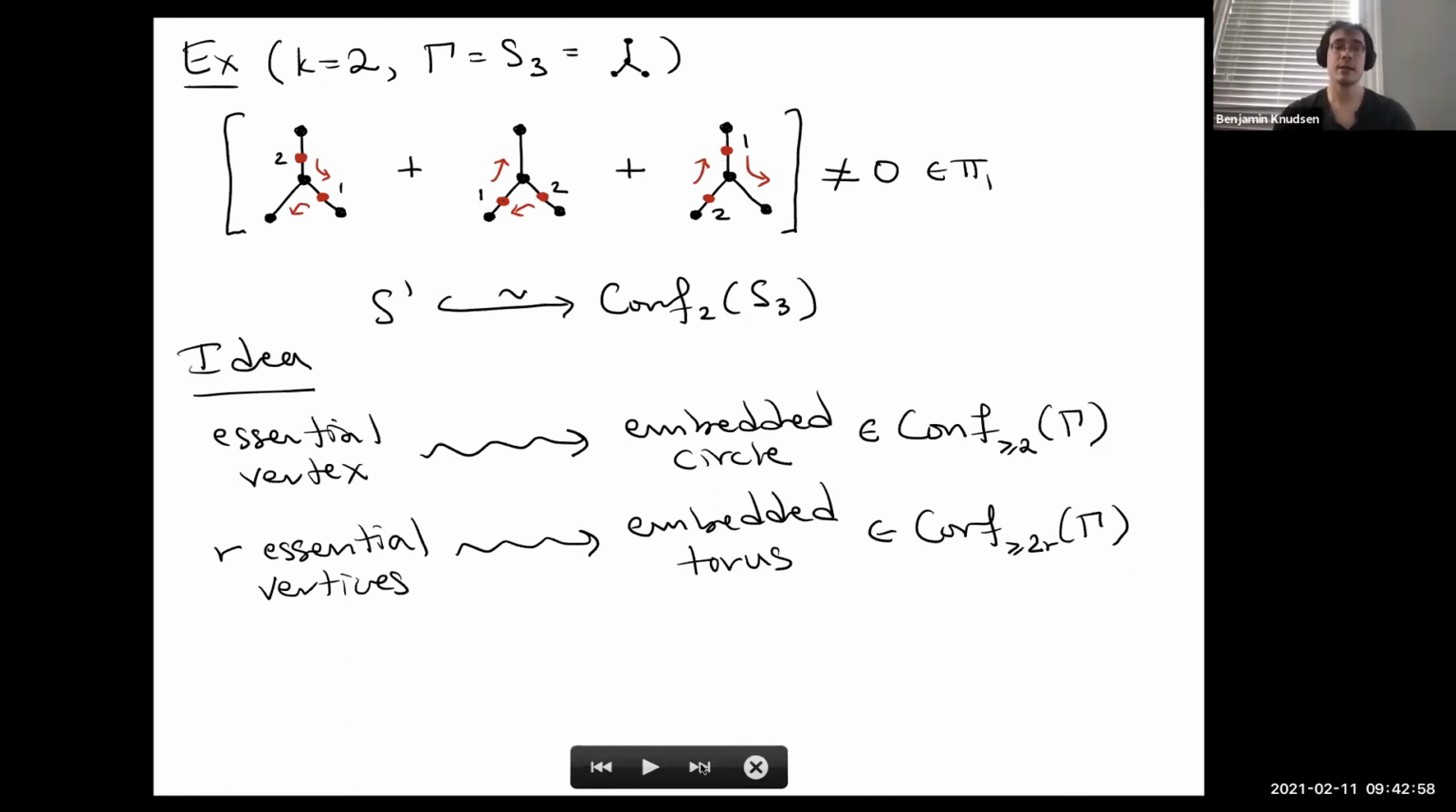But in any case, anytime you have R essential vertices, there is an embedded torus that looks like this in the configuration space of 2R points. And for the same reason, you thereby get an R-dimensional torus in the configuration space of any larger number of points by letting the rest of the points hang out, doing nothing far away. Okay, any questions about this idea?